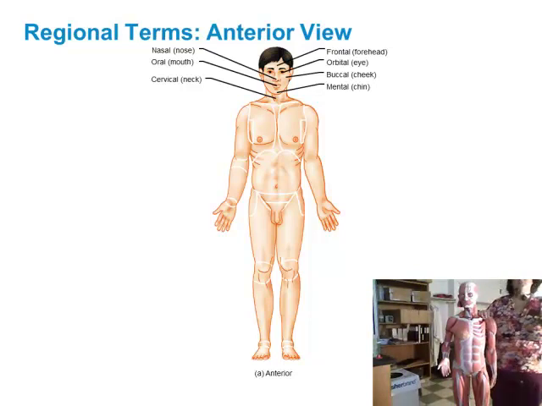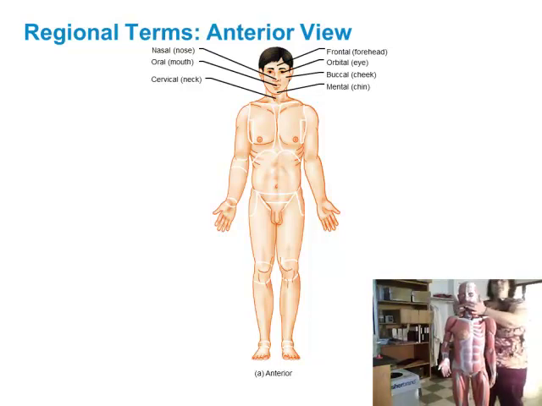So the area of the forehead, that is the frontal region, and we're going to see that actually has to do with the name of this bone right here that makes your forehead. It's called the frontal bone. The area of the eye socket is called the orbit of the eye, so we call this the orbital region. The nose is the nasal region. The mouth is the oral region. The cheek region is the buccal. I've also heard it pronounced buccal, depending on who's saying it.